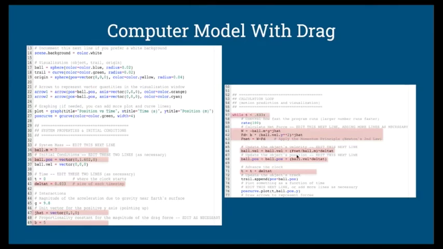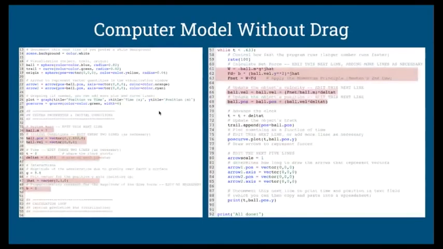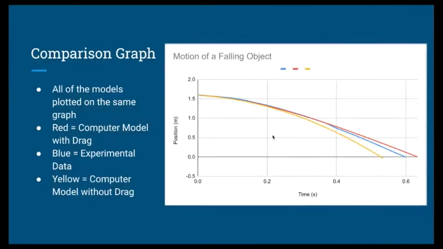Then I plug this F net into the equations that we've seen before: VF equals VI plus F net over the mass of my object times delta T. And the final position equals initial position plus the velocity times the change in time. The only difference between my computer model without drag and the one with drag is that I set B equal to 0, which changes our F net, because then F net is only going to be equal to W, because FD, the drag force, is going to be equal to 0.